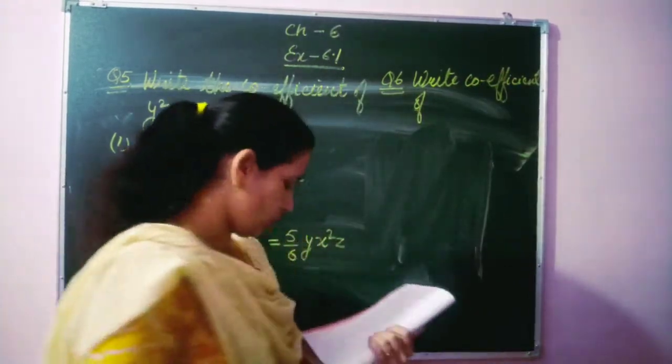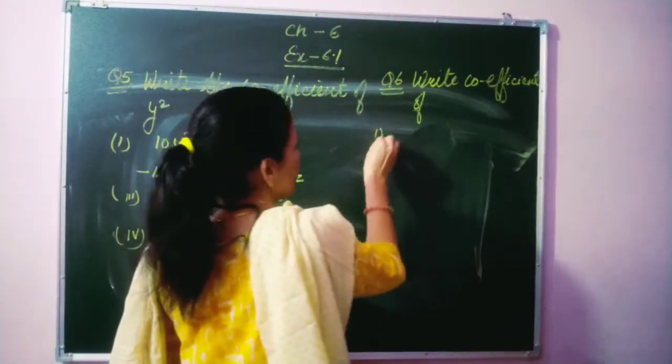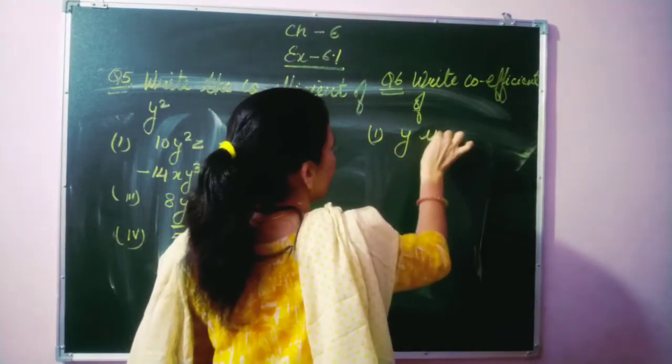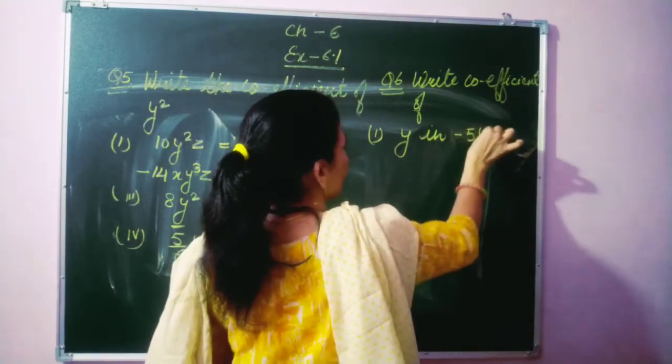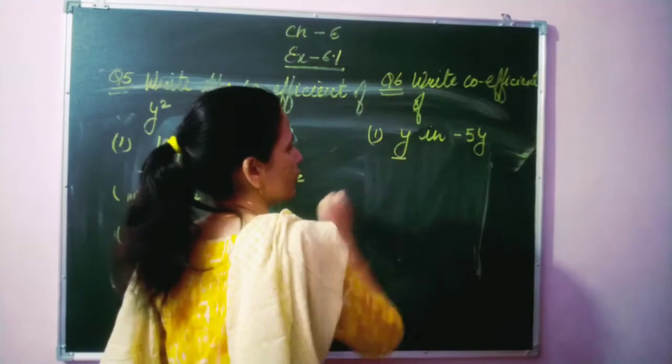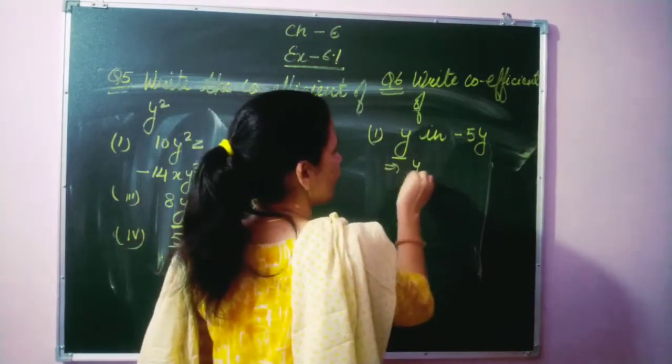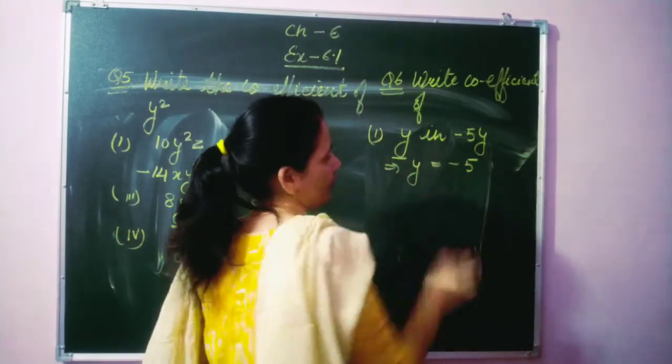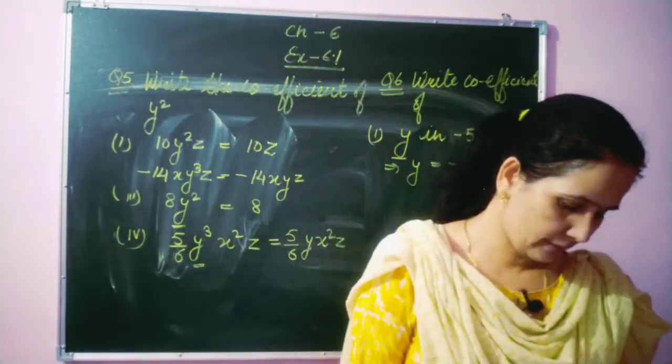Write the coefficient of. The first one is y in minus 5y. So students, here we have to write the coefficient of y. So here the coefficient of y is minus 5. Coefficient of y is minus 5.